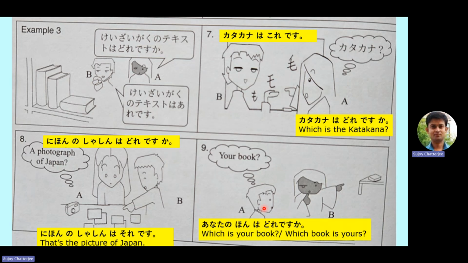Otherwise, this person will use her name, maybe Tanaka-san or Suzuki-san. He will say Tanaka-san no hon wa dore desu ka, or Suzuki-san no hon wa dore desu ka, or he can even use the first name like Momoko-san. Momoko-san no hon wa dore desu ka? Which book belongs to Momoko-san? And she will say, Watashi no hon wa are desu. That over there is my book, because are means it's at a faraway place. In this way you can practice.